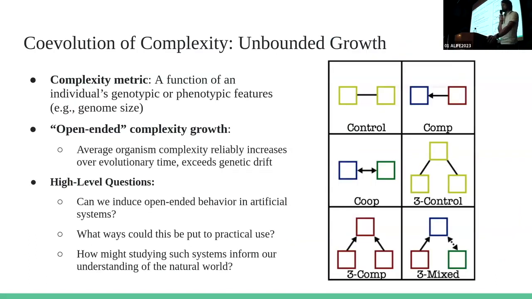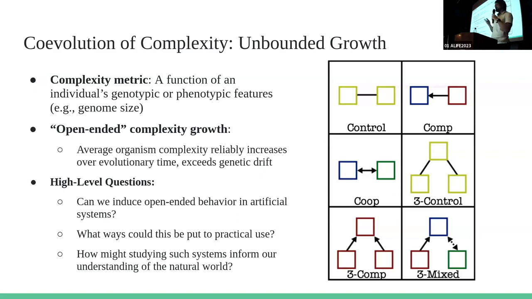Some other terminology: we have a complexity metric, so we're evolving complexity here. That is some function of an individual's genotype or phenotype. We're going to focus on genome size, and we're also focused on open-endedness as a broad concept. Specifically, we're going to be looking at complexity growth. This is the case where the average complexity of organisms in the ecosystem grows reliably over evolutionary time, exceeding any sort of genetic drift.